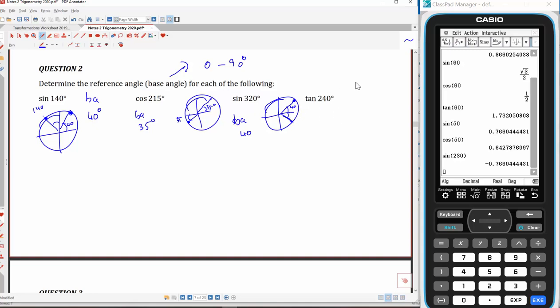All right, the tan of 240. Okay, so there's 270 there. So 240 is 60 more than 180. So that means that over in the first quadrant, that would be 60 degrees there. So that would be a base angle of 60 degrees.